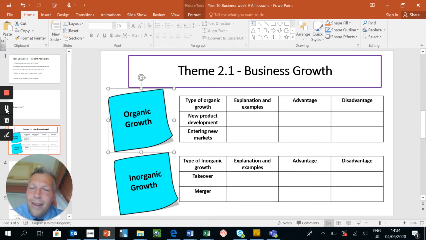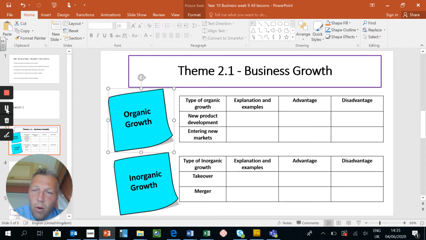Entering a new market is another way of organic growth. Now, entering a new market can be very risky. So you've got to make sure as a business that you have done your research and you have done your due diligence to make sure that this is going to be a success. And it's not always going to be a success, so you are going to have to take a risk. However, entering a new market could be looking at a new market segment, a characteristic of someone. It could be age range, it could be income levels, it could be gender.